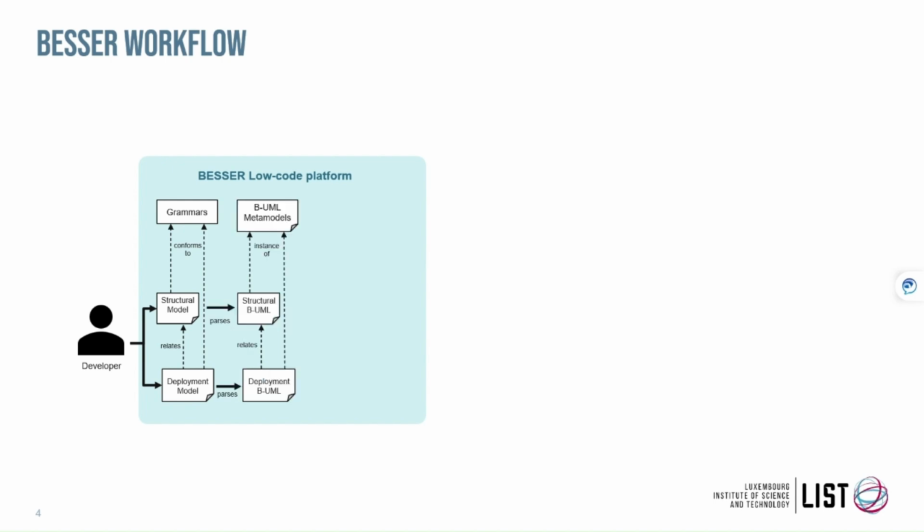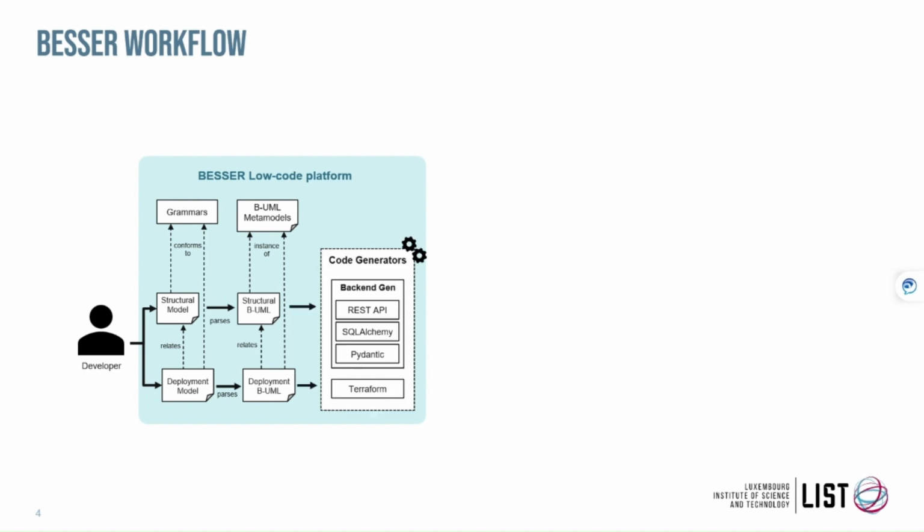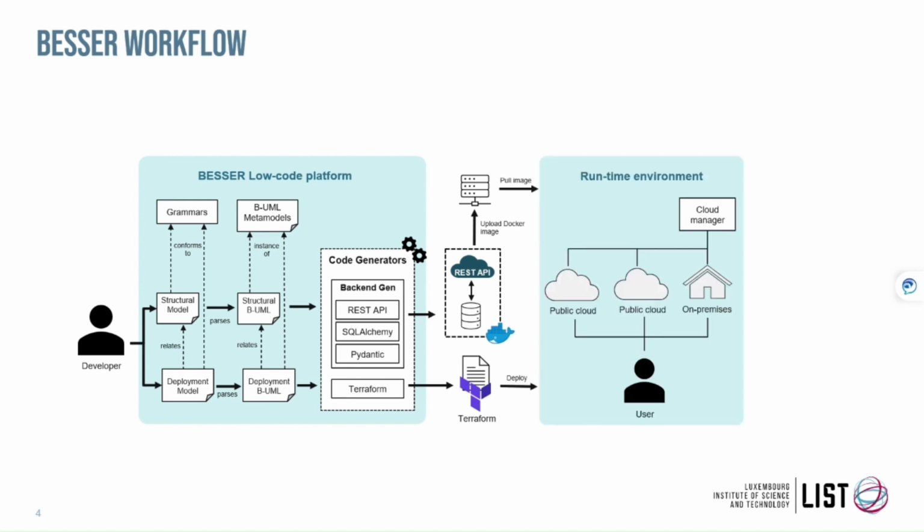The platform parses this model and creates the respective BUML model, which is then used by code generators to create the application. It is capable of performing CRUD operations, and also generates the Terraform scripts. The application is then Dockerized and uploaded to a hub, and then the Terraform script uses the uploaded image and deploys it on the cloud infrastructure.